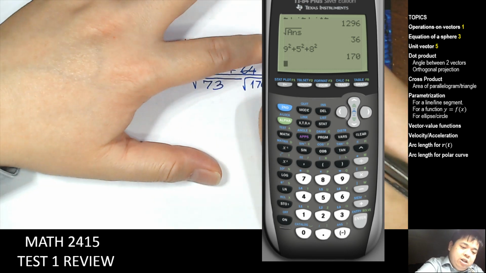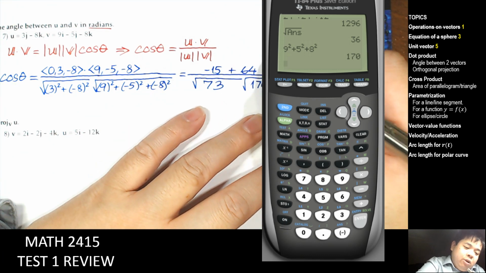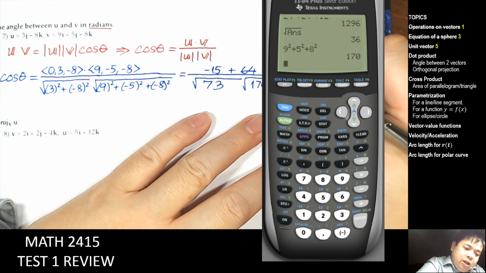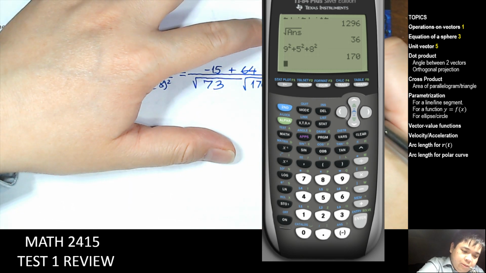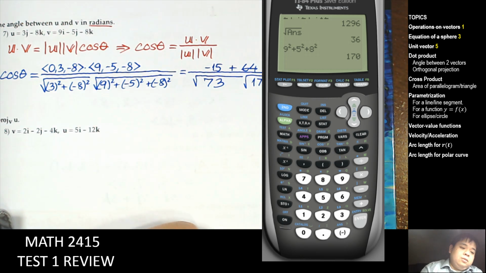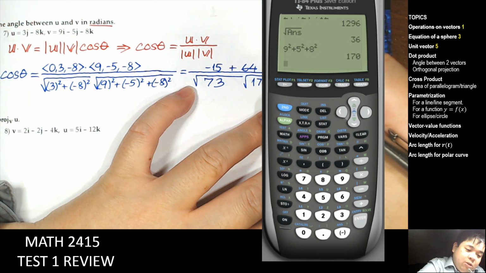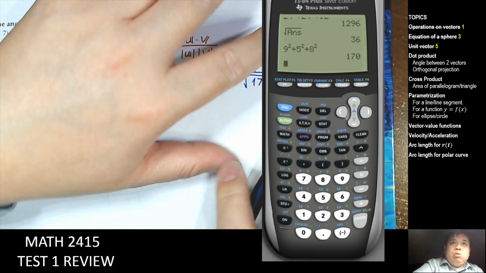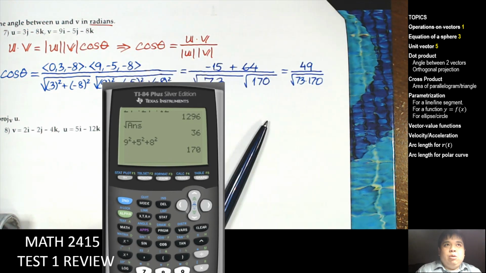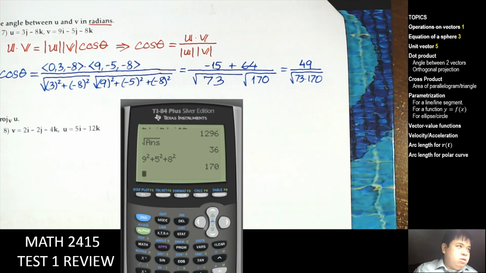And on the top, so this is 15, 64, 49. Right. And the bottom is, I just say 73 times 170, square root of, so pretty much that. Again, move the calculator here. Right. And then we just find the cosine inverse to get back to the angle.